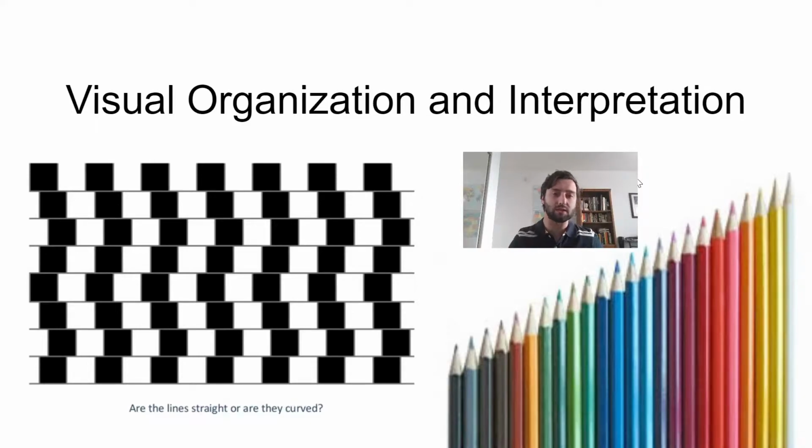So when you look at this image, if you've been looking at it right now, what you're probably thinking is, all right, these lines are kind of curved, or at least they're kind of at an angle. But the reality is these lines are actually perfectly straight, and they are also all perfectly parallel.